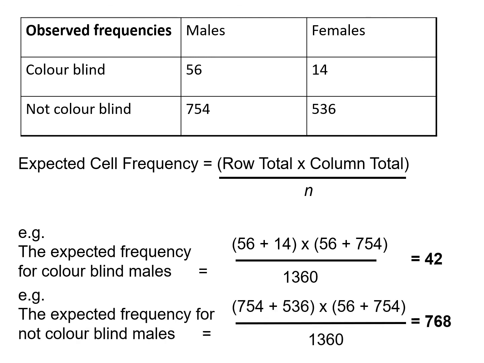If we looked at another example, for the males that are not colorblind, again we're looking at the row, it's the second row, so it's 754 and 536. We multiply that by the column, which is 56 and 754. And we divide that by the total number of organisms, which is 1,360. And that gives us an expected number of 760.